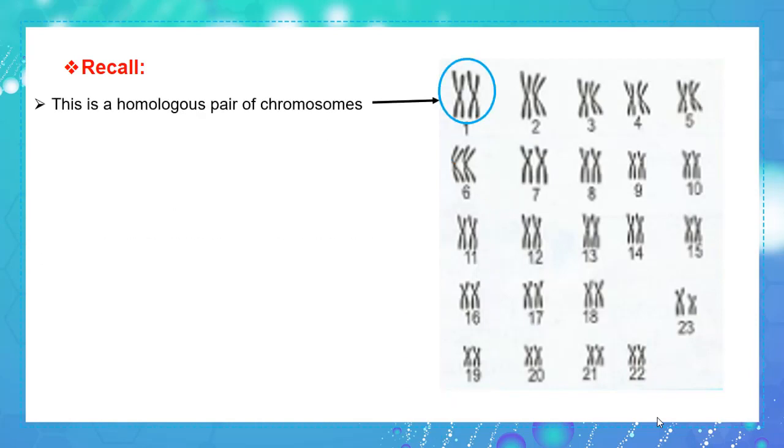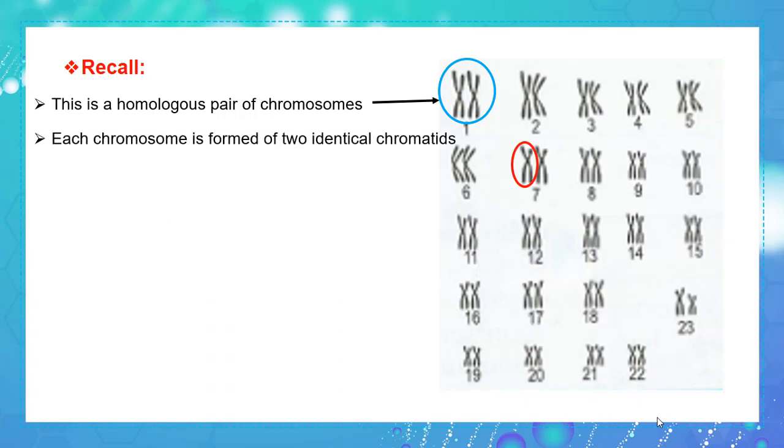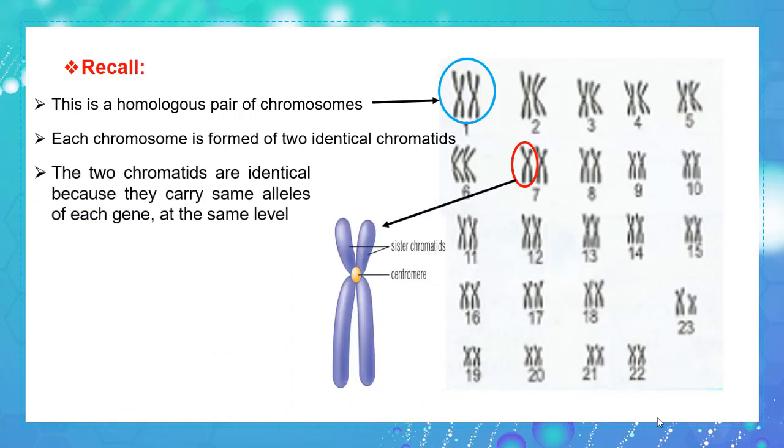In a karyotype, chromosomes are arranged as pairs. The blue circle in this karyotype points at a homologous pair of chromosomes. A chromosome in a pair pointed at by a red circle is a metaphasic chromosome, which means it is a duplicated chromosome formed of two identical chromatids. Those two sister chromatids are identical and carry same alleles of each gene.